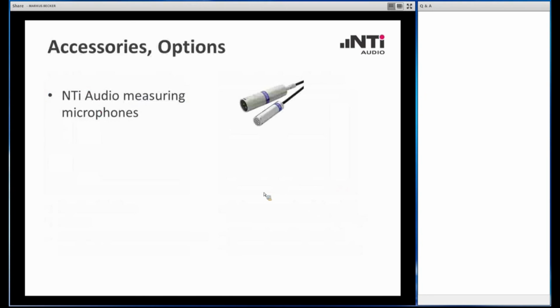Coming to the accessories and options that NTI Audio is offering for your application, one we have already mentioned before would be our measuring microphones like the M2010 that we have used in our test setup here. If you're looking for digital MEMS microphone testing, maybe even on the chip, then you can use our MEMS mic test box with 8 channels, and that is just simplifying the connection and the quick testing of these MEMS microphones when they are still on this chip.